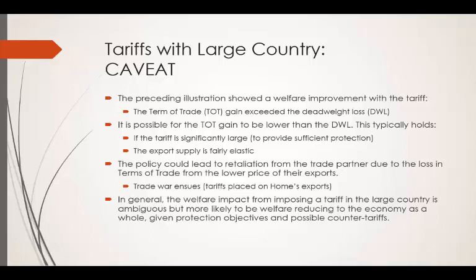So while our analysis illustrated a possible outcome where a tariff provided welfare gains, the welfare effect of a tariff imposed by a large country is largely ambiguous, and actually it's more likely that the outcome is that it reduces welfare than otherwise.